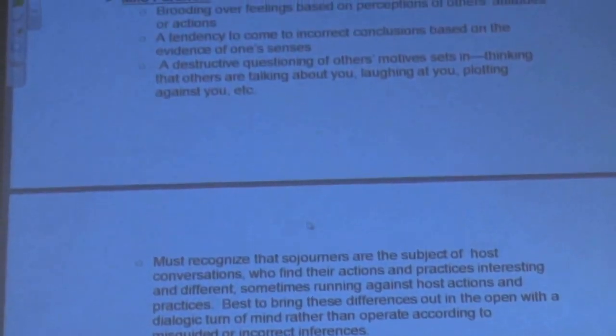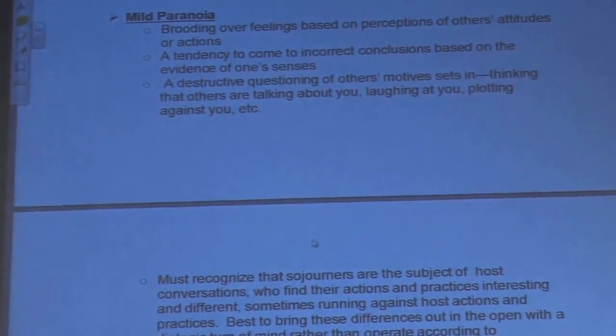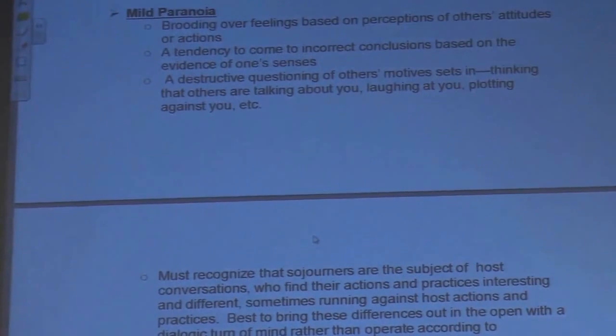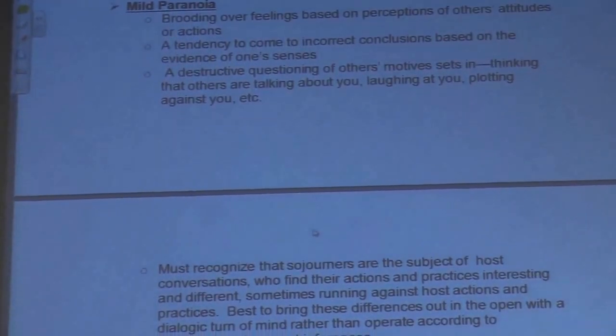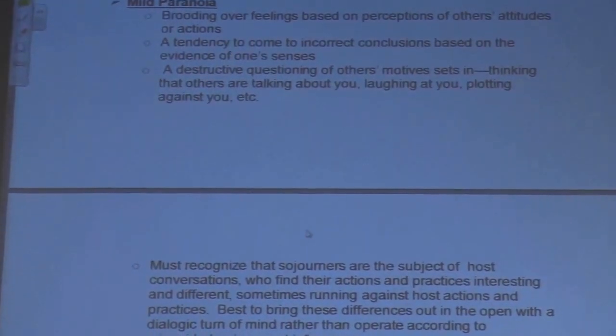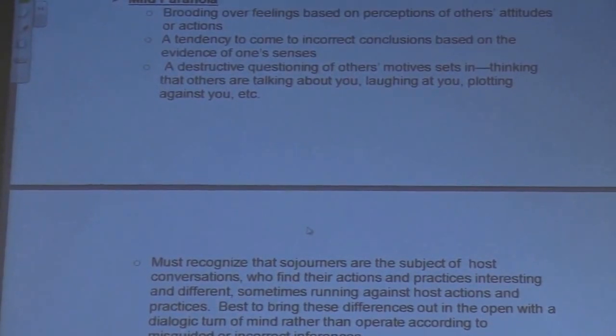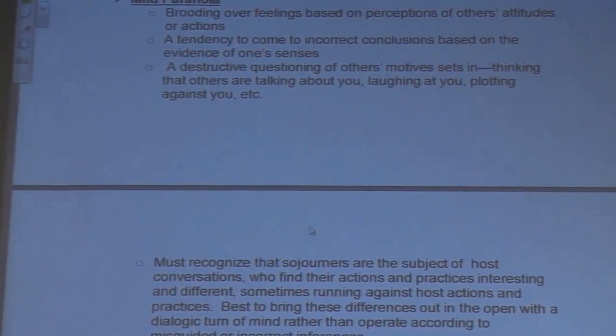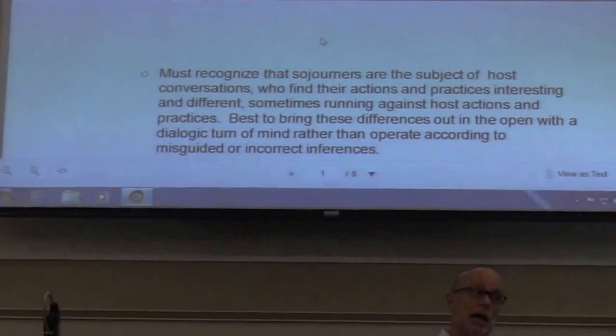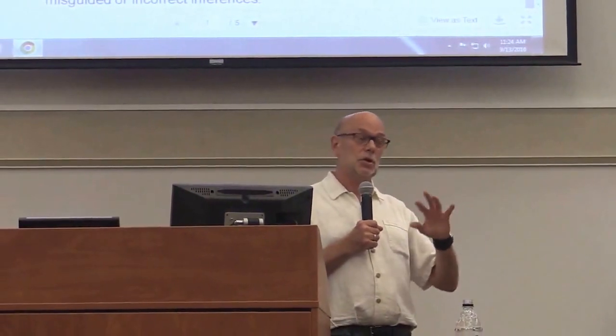All right, what's paranoia? Brooding over feelings based on perceptions of others' attitudes or actions. It's a tendency to come to incorrect conclusions based upon the evidence of one's senses. All right, so you're misinterpreting the signs from another, their gestures or whatever. Now, I mean, you can have paranoia by the correct interpretation of other people's gestures or signs as well.